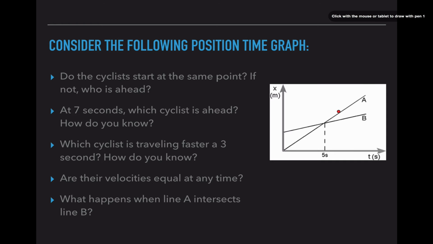And what happens when line A intersects line B? At this location, right at the 5-second mark, that's where they are in the same spot at the same time. They travel the same distance and they are passing the same marker at the same time. But one person is still traveling faster than the other, so A travels on forward at a faster rate.